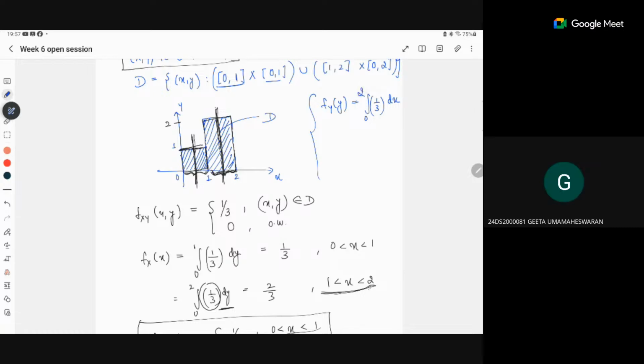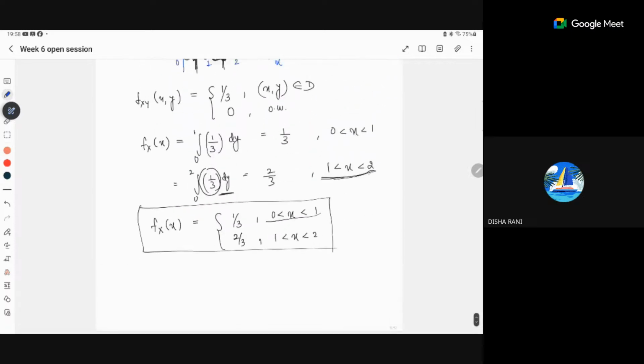This is for what? Y. For which y are you telling me this? I mean, where does y belong? Y belongs to 0 to 2 or 0 to 1? Where does y belong? Ma'am, 0 to 2. 0 to 1, right? Wait, maybe I'll draw separately.